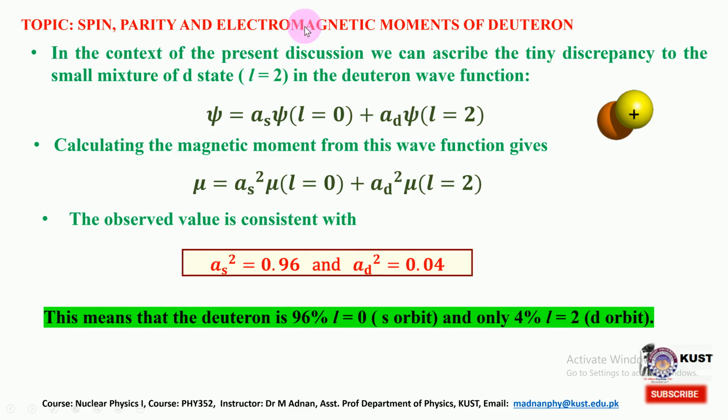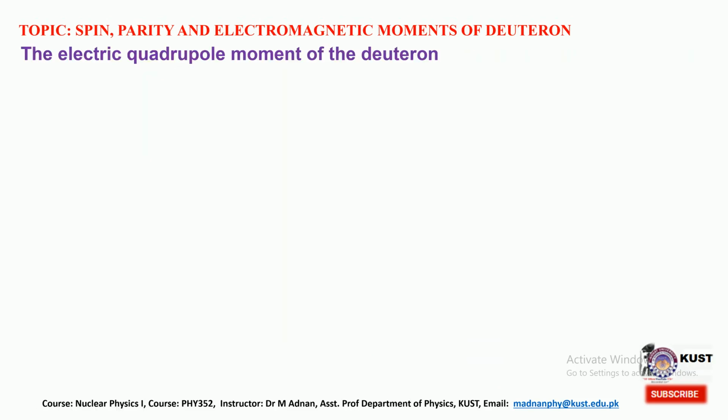And since the wave function for only the S state does not give the observed value for the magnetic moment, if we use the superposition of the two, it gives a nice agreement. Then we can say that 96% of the deuteron corresponds to L equal to 0, and 4% to L equal to 2.